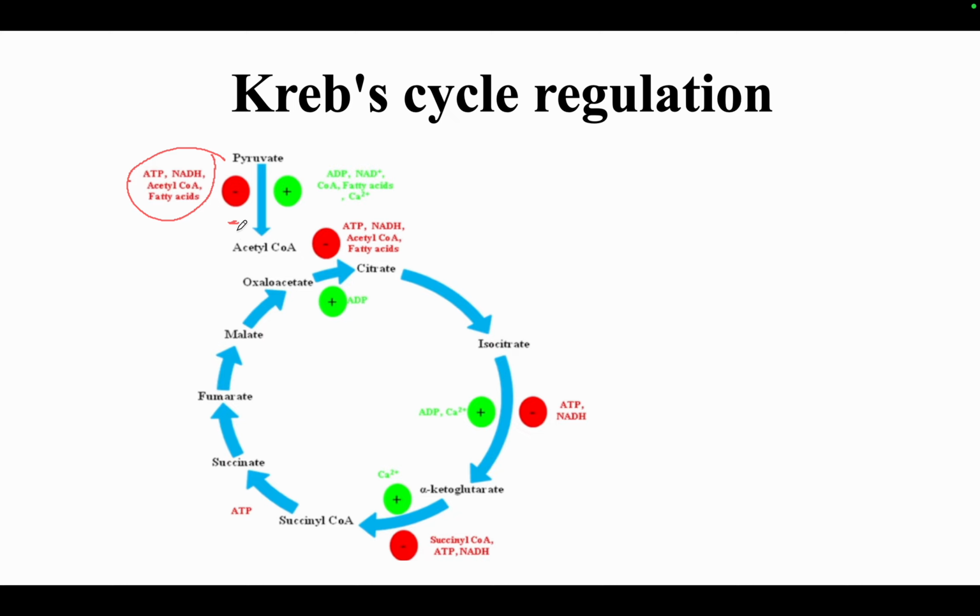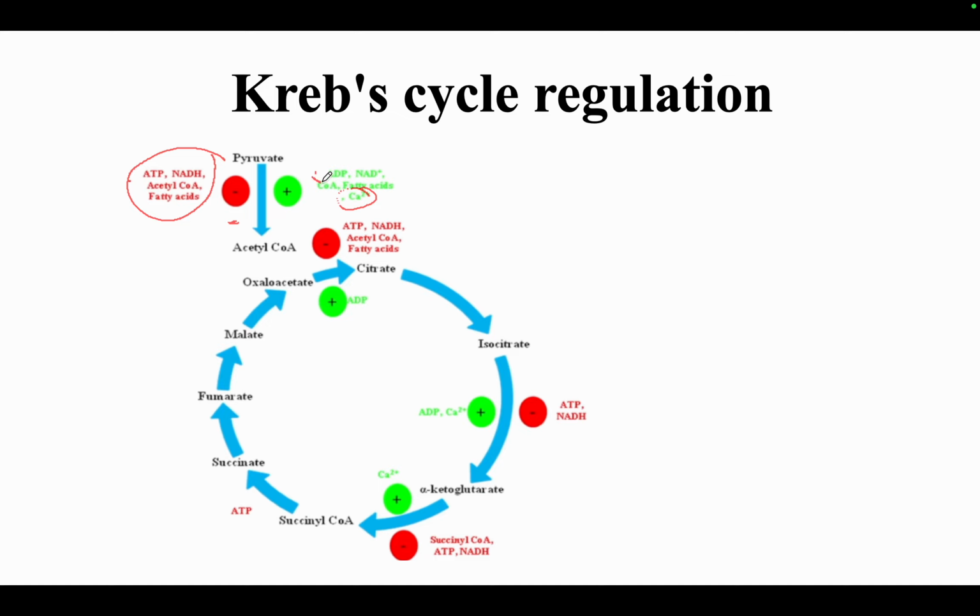And what are the positive regulators? Suppose we have ADP molecules which are very high, NAD molecules and fatty acids. We have a lot of fatty acids and calcium. Calcium is one of the important regulators, as you can see here. So these are the positive regulators.